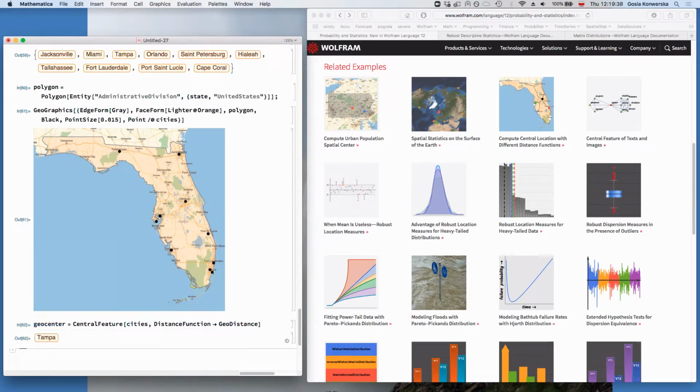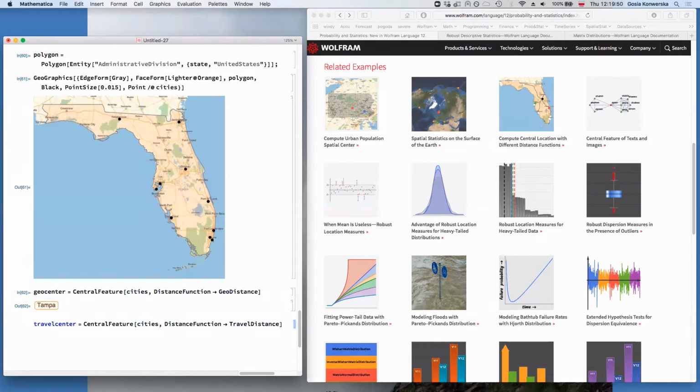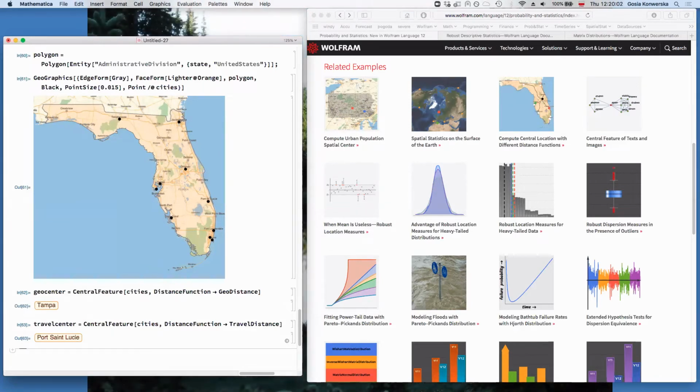Okay, so that's Tampa. But we are looking at the cities, and when we have to go from one city to another city, we just don't go across the swamps and such, we just use the roads. So in this situation, I think that more useful would be to find what we call travel center and use a distance function, which would be a travel distance, which is in this case traveling by road, so the driving distance. And this gives us a completely different town.